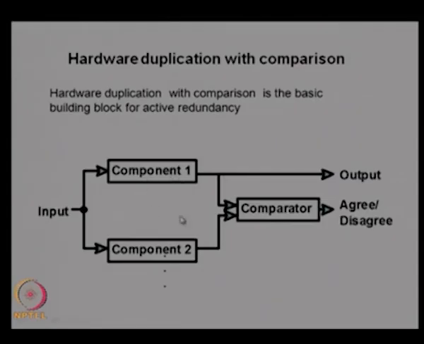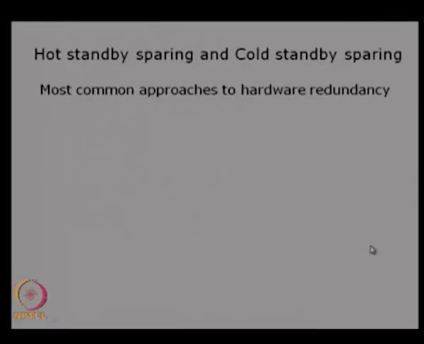So we have duplicate components and the comparison of the output also. Therefore the comparison actually helps to declare the error or to identify where the error has occurred. That way error detection is made possible in hardware duplication with comparison. So that is the building block for any type of active hardware redundancy. Here you can see how the duplication with comparison works, and if you want to implement hot standby sparing and cold standby sparing, these are the 2 important methods in hardware redundancy, and they are most commonly implemented, and again the building block is hardware duplication and comparison.